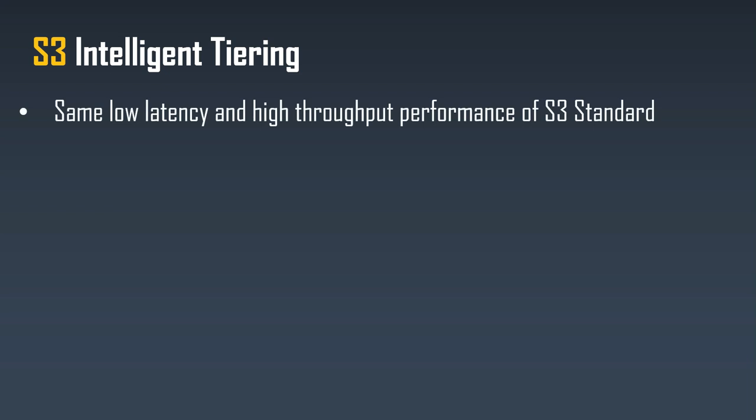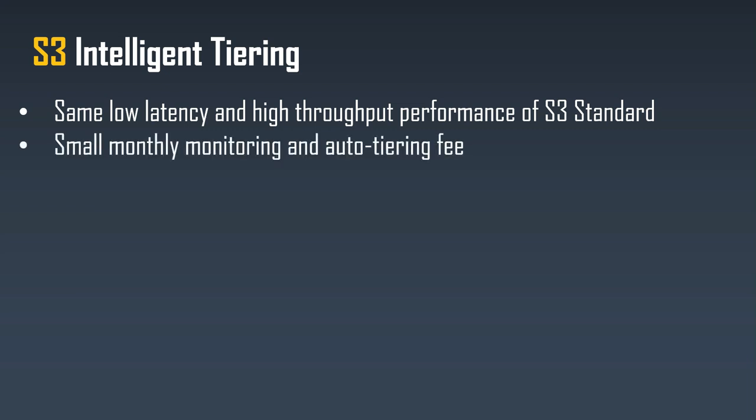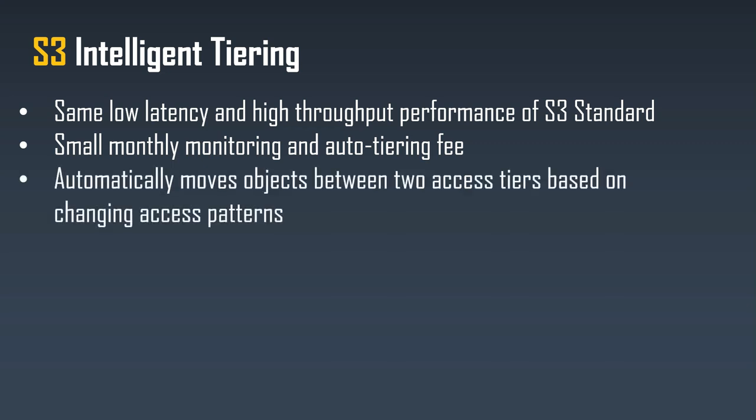Then we have S3 Intelligent-Tiering. It has the same low latency and high throughput as S3 Standard, but there is a small monthly monitoring fee and auto-tiering fee. What this will do is automatically move objects between the access tiers based on the access patterns. So it will move objects between S3 General Purpose and S3 IA, and it will choose for you whether your object is less frequently accessed or not. Here you are going to pay a fee for S3 to do that monitoring.